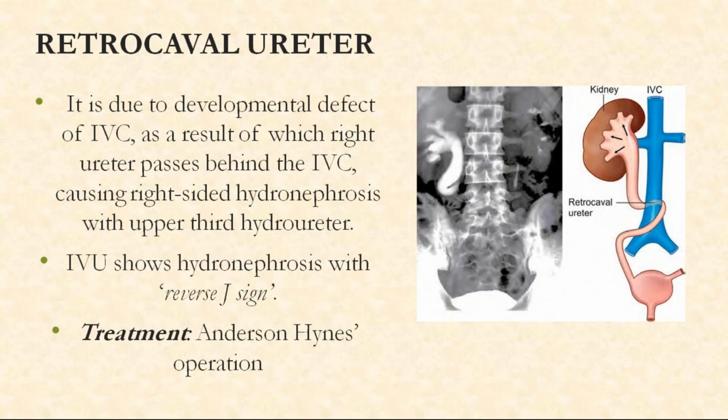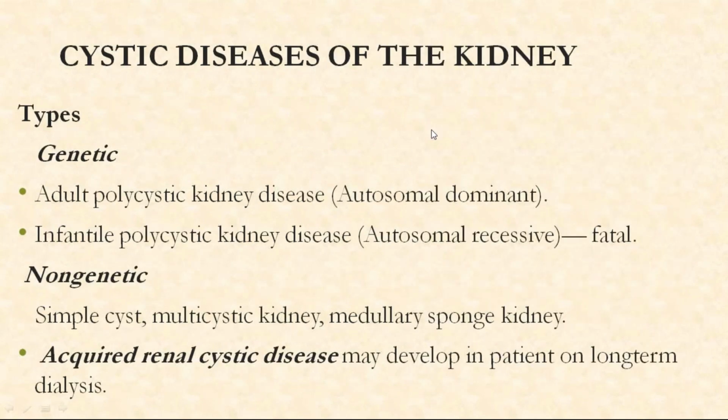Retrocaval ureter. Retrocaval ureter is because of persistent posterior cardinal veins. Very important thing. Retrocaval ureter occurs because of persistence of posterior cardinal veins. It is due to a developmental defect of the IVC, as a result of which the right ureter passes behind the IVC, causing right-sided hydronephrosis with upper third hydroureter. The IVU shows hydronephrosis with a reverse J-shaped ureter. Treatment is the Anderson-Hynes operation, which is nothing but pyeloplasty. This you will see in further classes.